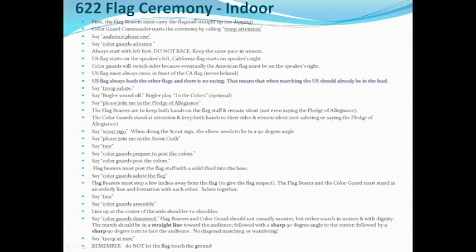Flag bearers must step a few inches away from the flag. The flag bearer and the color guard must stand in an orderly line and formation with each other. Salute together. Flag bearers and color guard should not casually saunter, but rather march in unison and with dignity. The march should be in a straight line toward the audience, followed by a sharp 90-degree turn to the center, followed by a sharp 90-degree turn to face the audience. No diagonal marching or wandering. Remember, do not let the flag touch the ground.